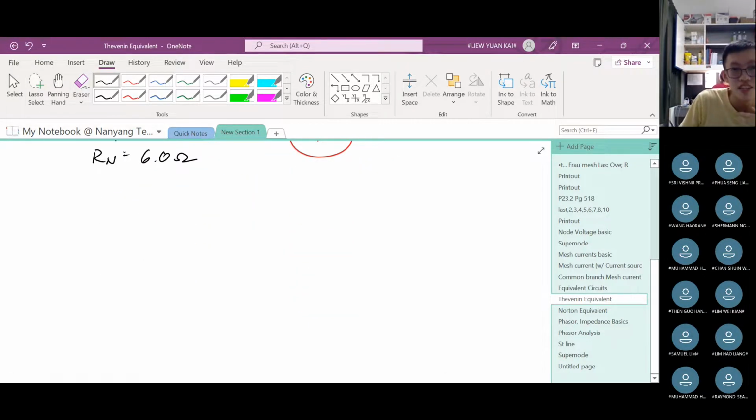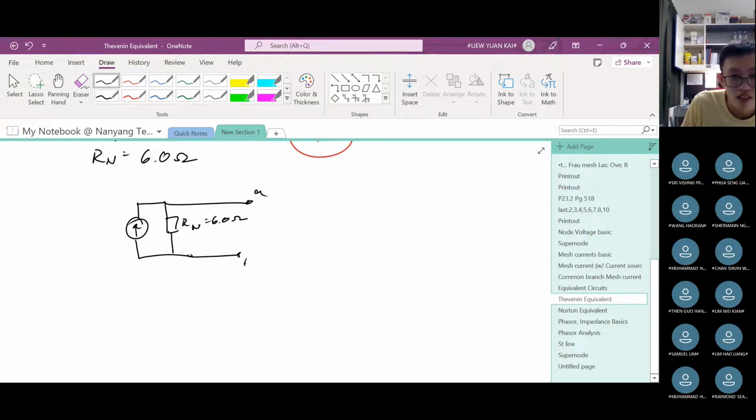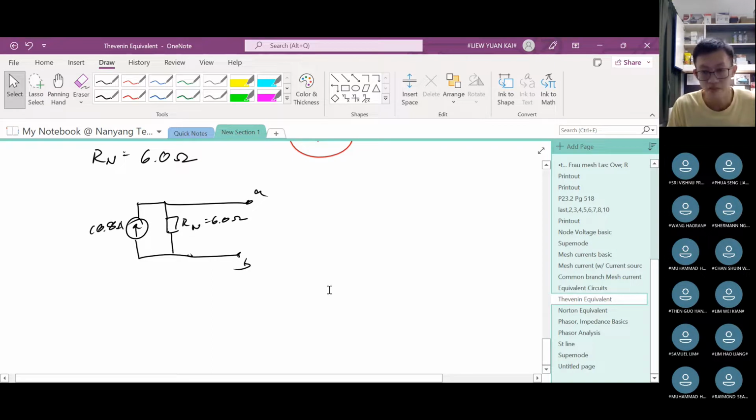Now how to draw it properly? It is a current source parallel to the resistance. So this is R Norton, which is 6.0. And then this is the terminal A and the terminal B. And then this one, just now I said, is about 10.8 amperes.